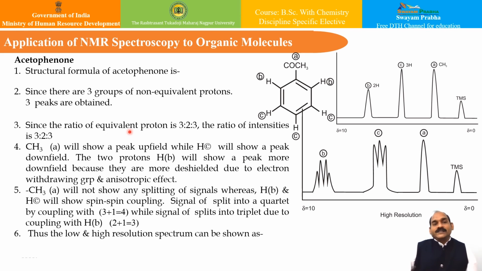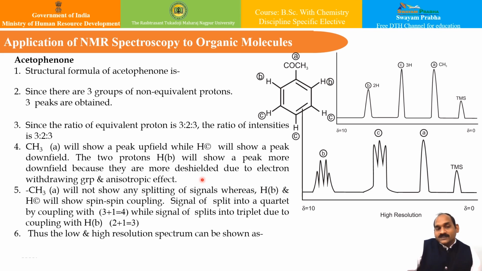Similarly, if I take the example of acetophenone, the structural formula for acetophenone is like this: A kind of environment for these protons, B kind of environment for these protons, and C kind of environment for these protons, isn't it? Since there are three groups of non-equivalent protons, three peaks are expected, for two protons, three protons, and this CH3 with three protons. So you will have these peaks for the A and B kind of environment, and for these three C kind of protons you can have these peaks. Since the ratio of equivalent protons is 3:2:3, the intensities will also be 3:2:3, more or less. It is shown over here.